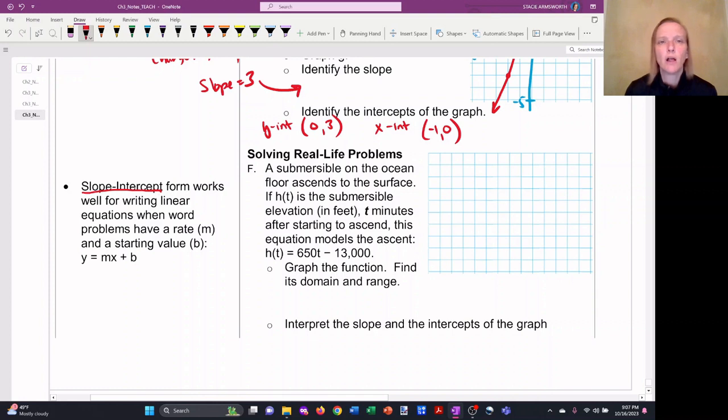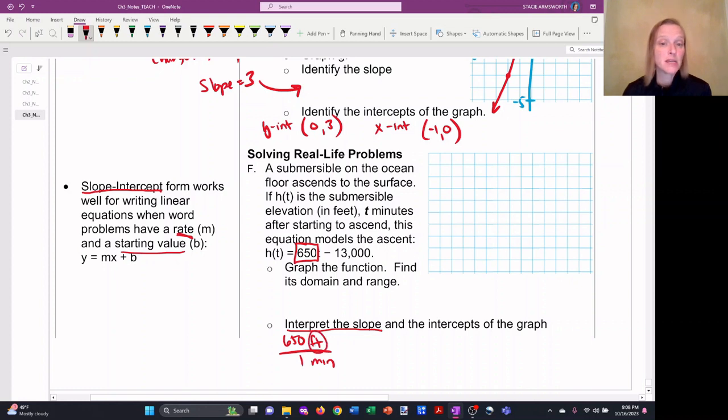Slope-intercept form works well for linear equations when the word problems have one rate and a starting value. Here I have a rate, and my rate is 650. So this says interpret the slope here in this question. That represents how quickly I'm ascending. It's how many feet I can ascend in a minute. 650 feet per 1 minute.